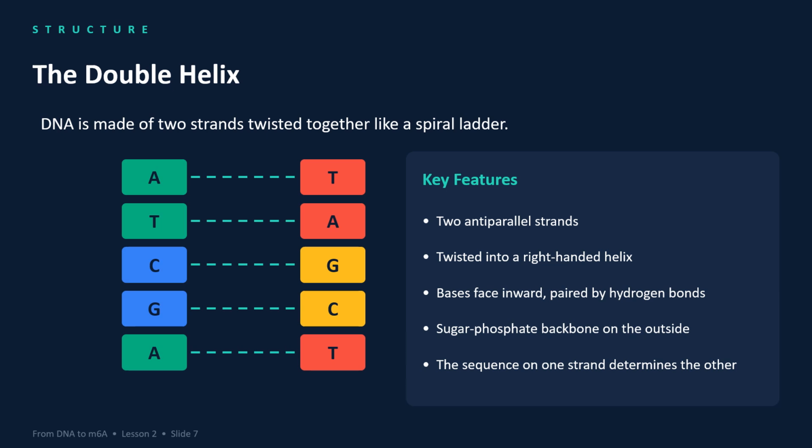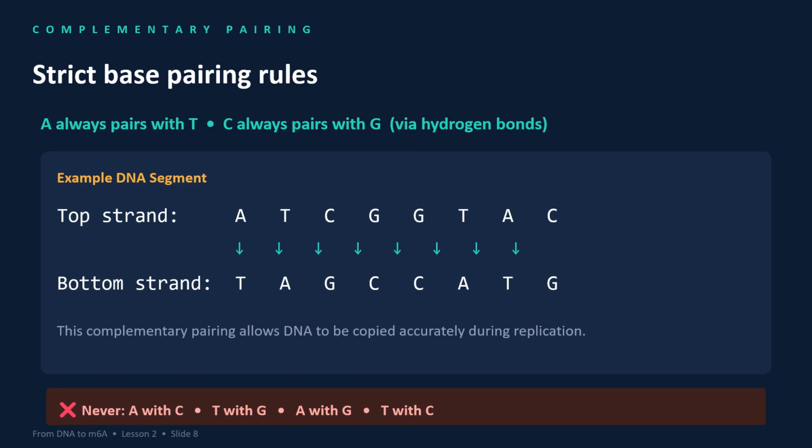Let's see how base pairing works. Imagine the top DNA strand contains the sequence ATCGGTAC. Using the pairing rules, the opposite strand must be TAGCCATG. Every single letter has exactly one matching partner. No exceptions. This simple rule allows your cells to make nearly perfect copies of DNA every time they divide.